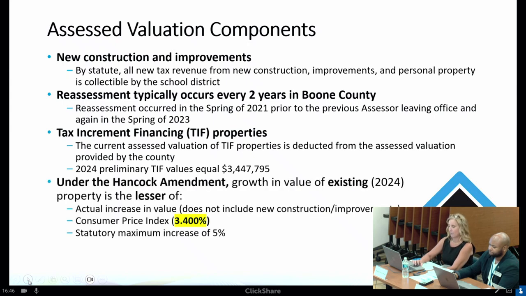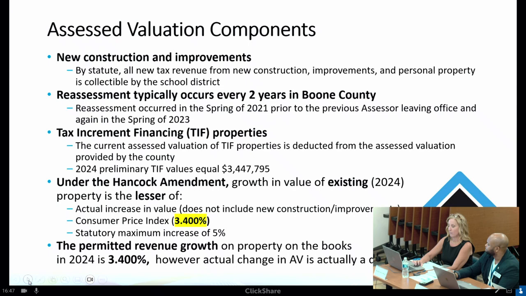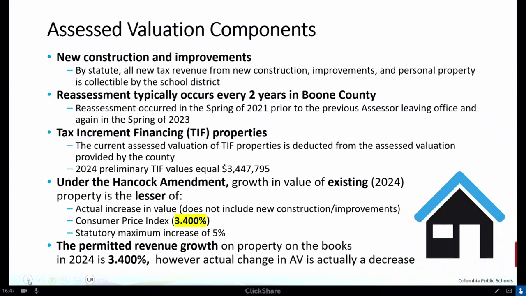And then under the Hancock Amendment, growth in existing value on the books between last year is capped at CPI or the statutory maximum of 5%. Our consumer price index is 3.4% for the current year. And again, that information comes from the state auditor's office. However, as we're going to walk through, we could receive up to that 3.4%. However, our assessed valuation is actually lower because of the personal property tax amounts that you're going to see on the slide of the breakdown between our real estate and personal property.